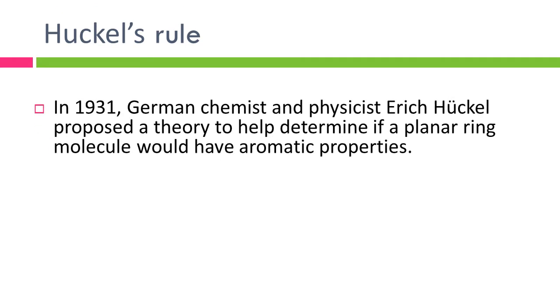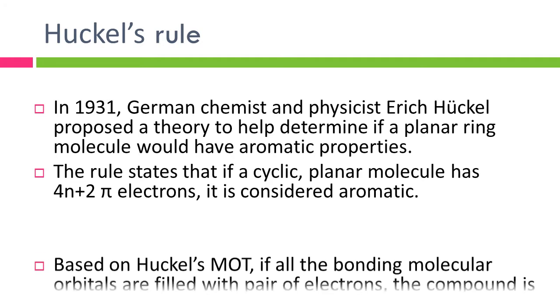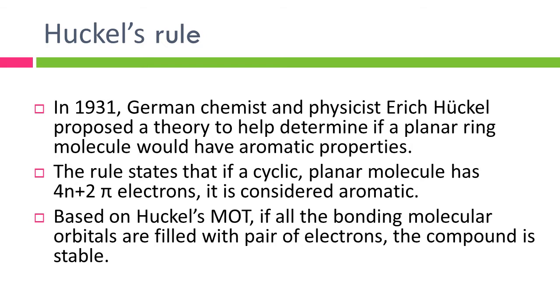Now let's see what's Huckel's rule. In 1931, German chemist and physicist Erich Huckel proposed a theory to help to determine if a planar ring molecule would have aromatic properties. The rule states that if a cyclic planar molecule has 4n plus 2 pi electrons, it is considered aromatic. Based on Huckel's molecular orbital theory, if all the bonding molecular orbitals are filled with pair of electrons, the compound is stable.